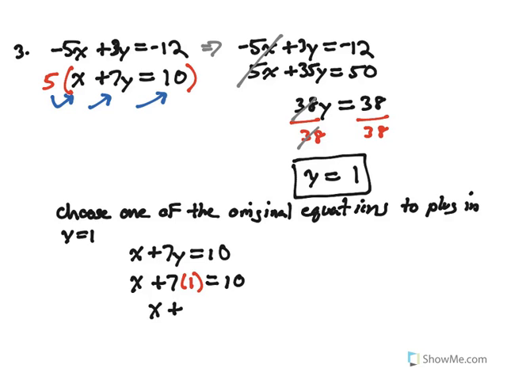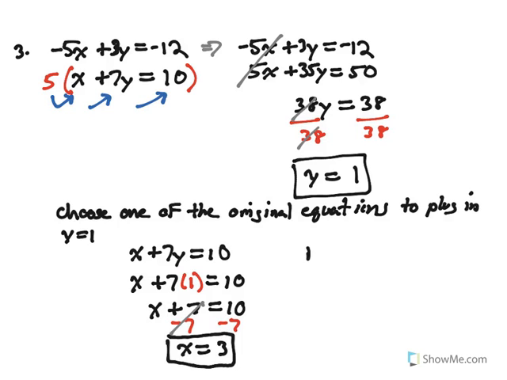So again, 7 times 1 is 7, equals 10. And then what I'm going to do is subtract 7 on both sides. So your 7s will cancel. And then I'm just left with x equals 10 minus 7, which is 3. Okay? And that would be my other solution, my other solved variable.